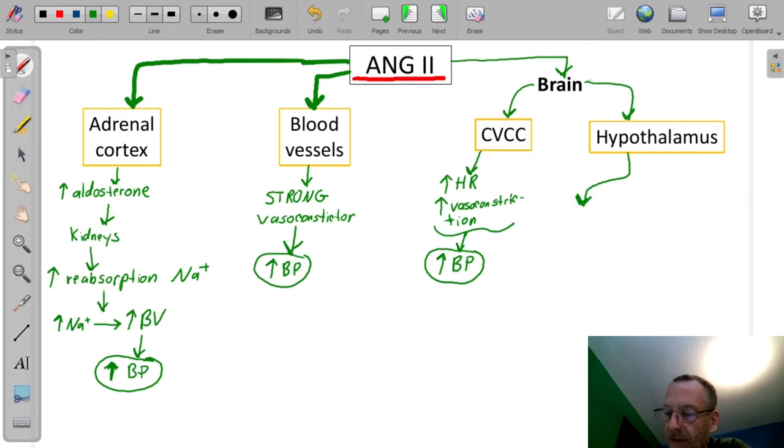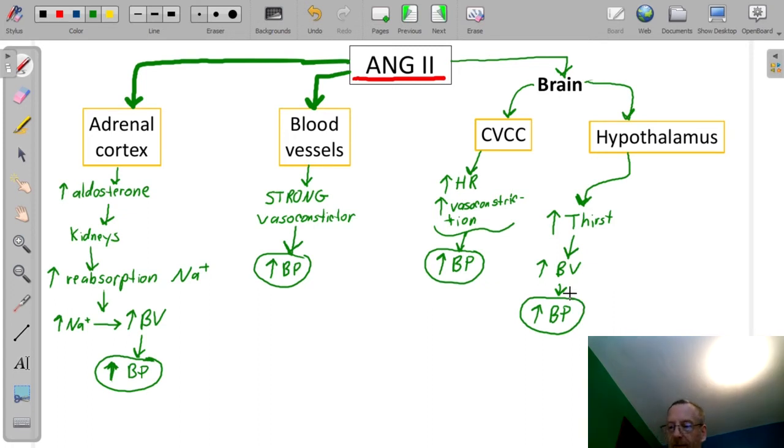One center in the hypothalamus is the thirst center. So that will increase our sense of thirst. We get thirsty, and that's a very strong urge to drink. And as we drink water, fluids, that will increase our blood volume. And that also will lead to an increase in blood pressure. Something to appreciate is that if you're low on fluid, the only way to replace lost fluid is to drink it. Seems a little obvious, but sometimes I think we forget that.